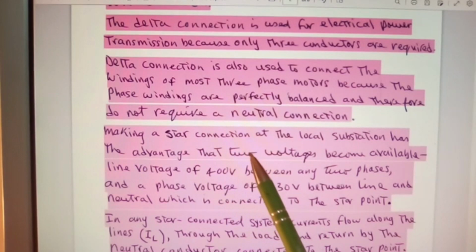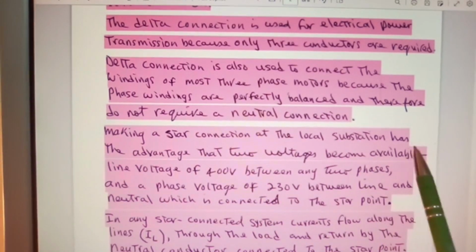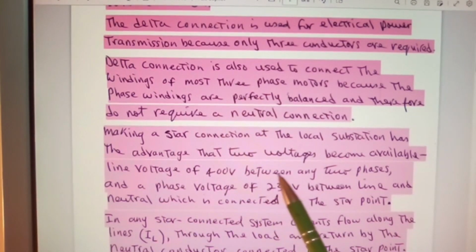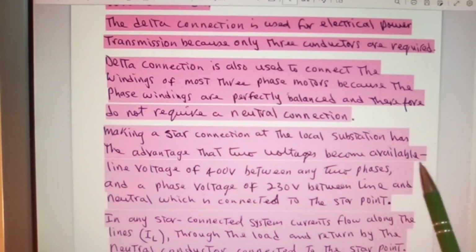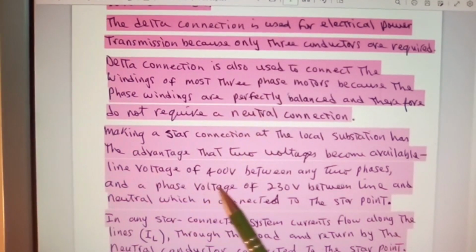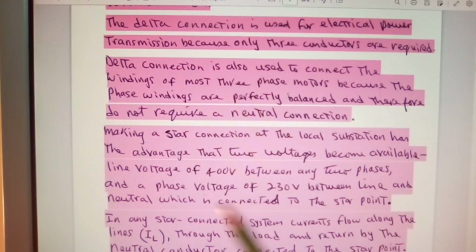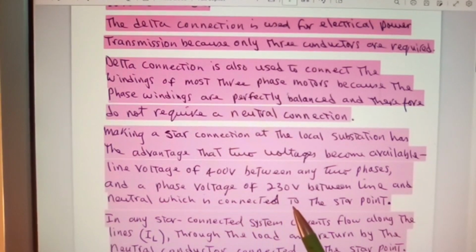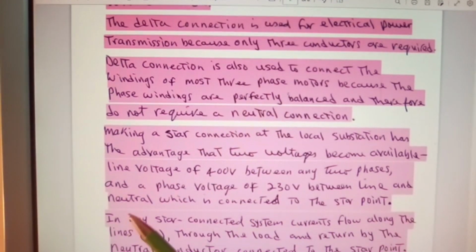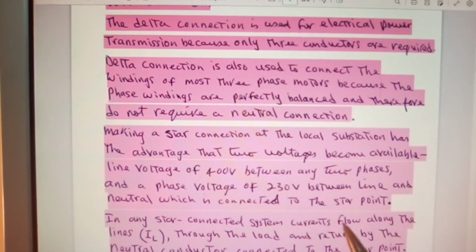Making a star connection at the local substation has the advantage that 2 voltages become available: a line voltage of 400 volts between any 2 phases and a phase voltage of 230 volts between line and neutral, which is connected to the star point.